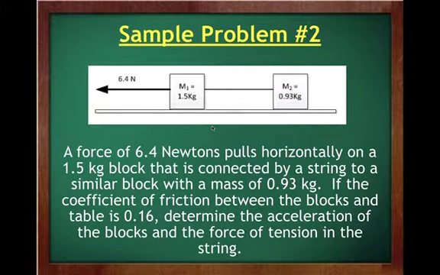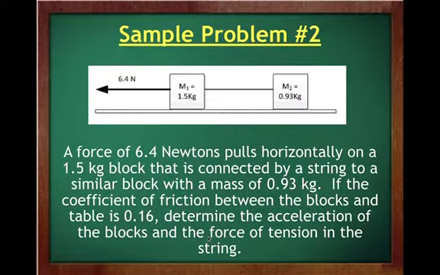Okay, so in this case, we have a force of 6.4 newtons pulls horizontally on a 1.5 kilogram block that is connected by a string to a similar block with a mass of 0.93 kilograms. Similar meaning similar material, meaning the coefficient of friction would be the same. If the coefficient of friction between the blocks and the table is 0.16, determine the acceleration of the blocks and then the force of tension in the string.